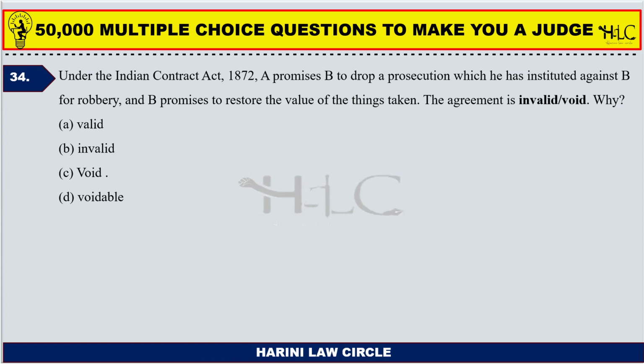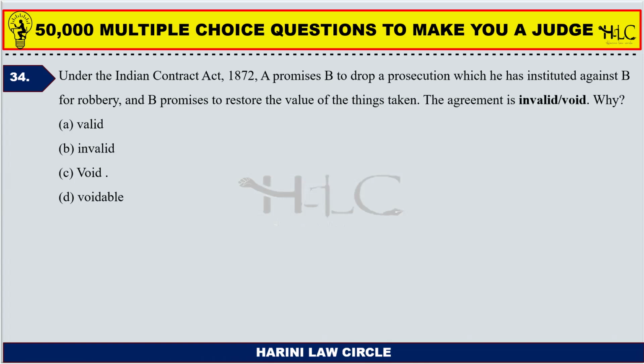See, A promises B to drop a prosecution, don't prosecute, just drop it, which he has instituted against B for robbery, and B promises to restore the value of the things taken. So B gives back the property; he promises to give back the property which was stolen or robbed from A. Now, the agreement is invalid or void? It is void because the act is done not alone against A but against the state.